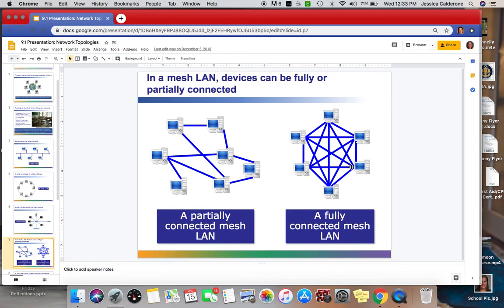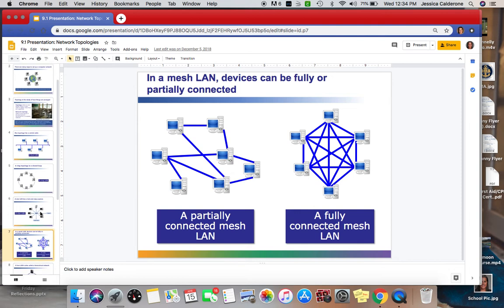The advantage of using a mesh network is that it provides redundancy, meaning it's more reliable. There's multiple ways to connect to different computers. However, it is very expensive, okay? A fully connected mesh is the most expensive of all of the topologies, all right?